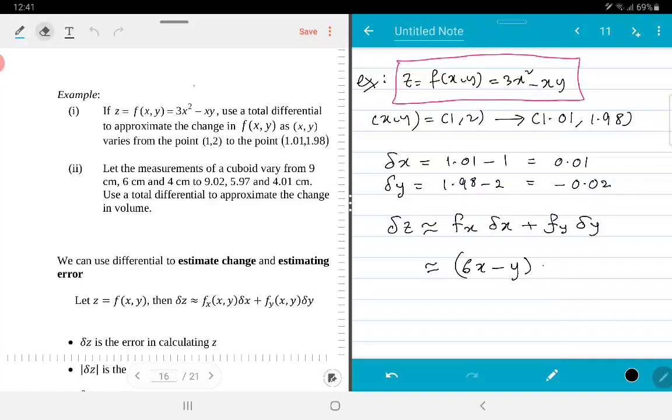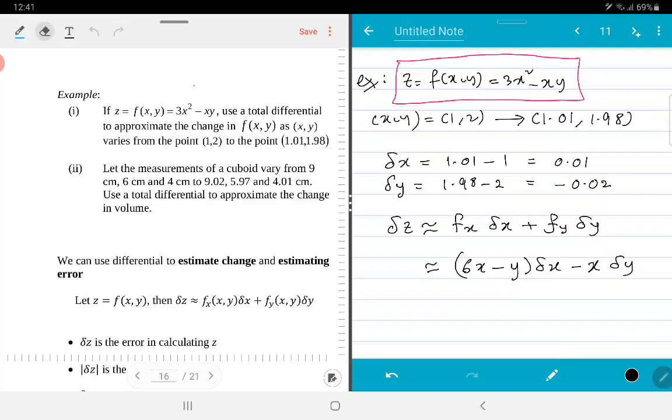We need to multiply that with delta x. For the second term, partial f partial y, differentiate f with respect to y, we get 0 here, and we get minus x, and delta y. Okay, just using the formula.